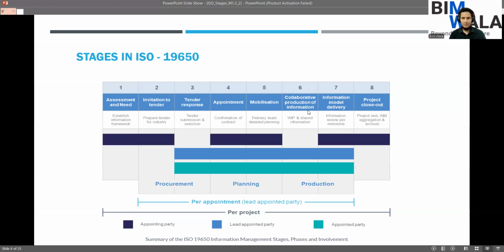Once the information has been finalized, collaboration, like in the mobilization stage, we have prepared the information. Now in collaborative production of information, we have shared the information with other stakeholders. All right, and then this is the stage where collaboration, coordination, clash detection, all the things have happened. Okay. Now, once the model is clash free and it is free from all the clashes, all the disputes, now we are in the seventh stage.